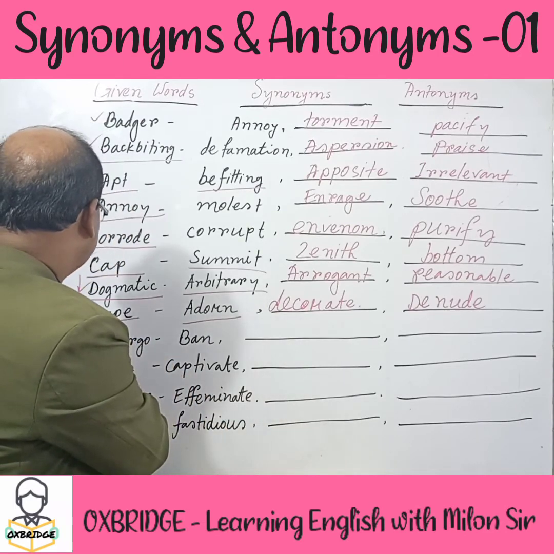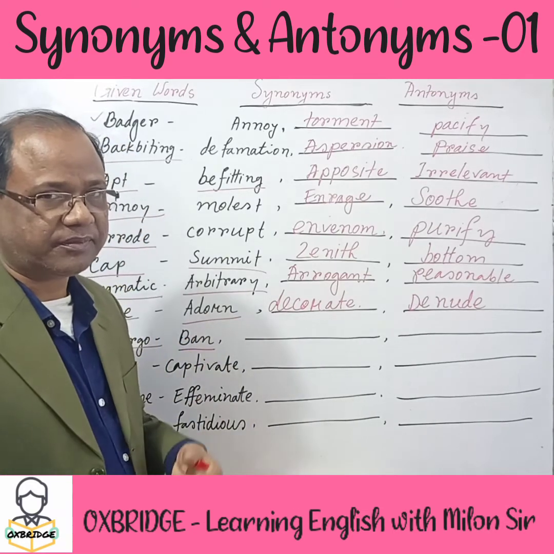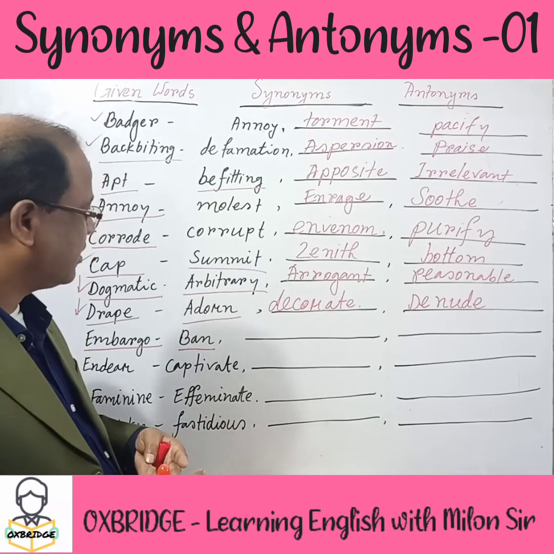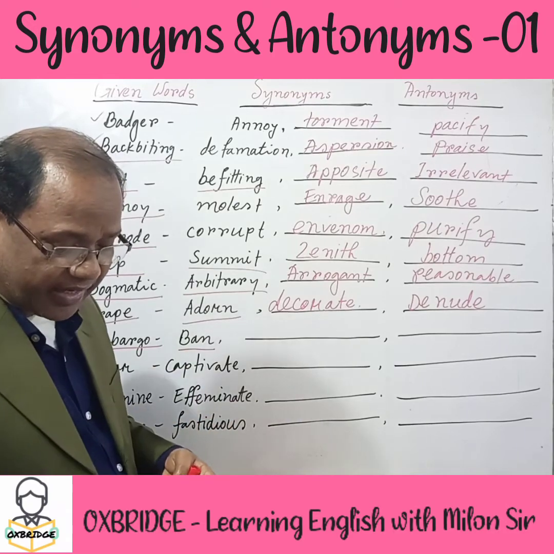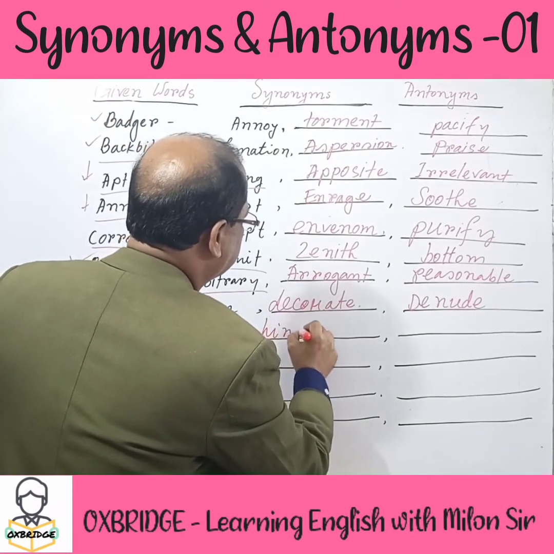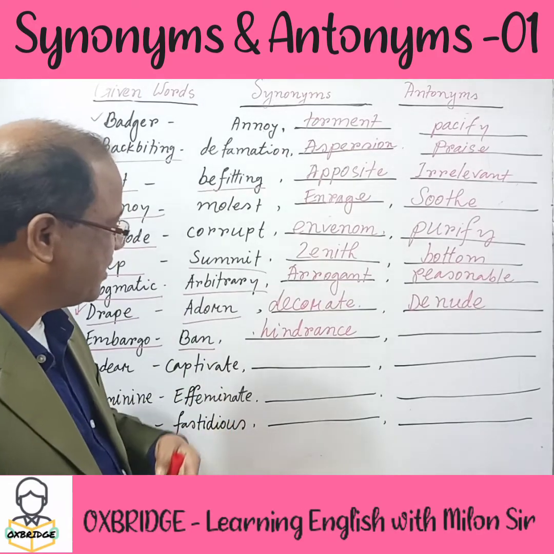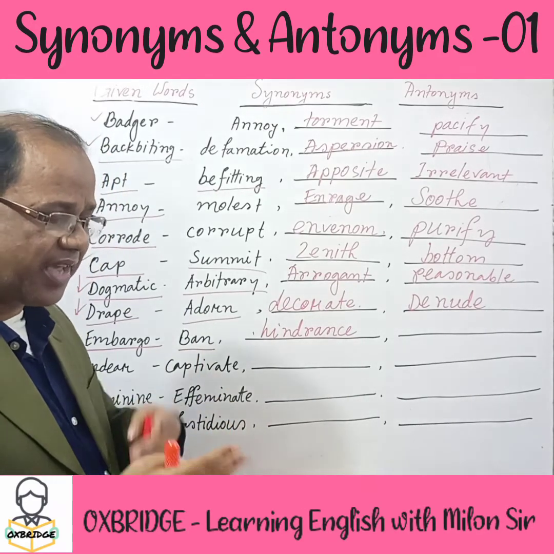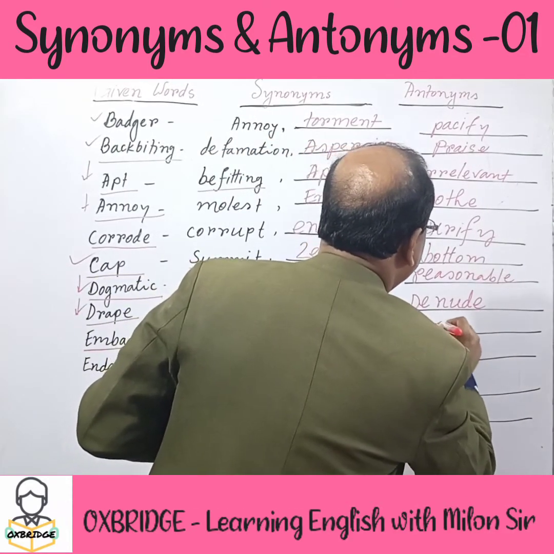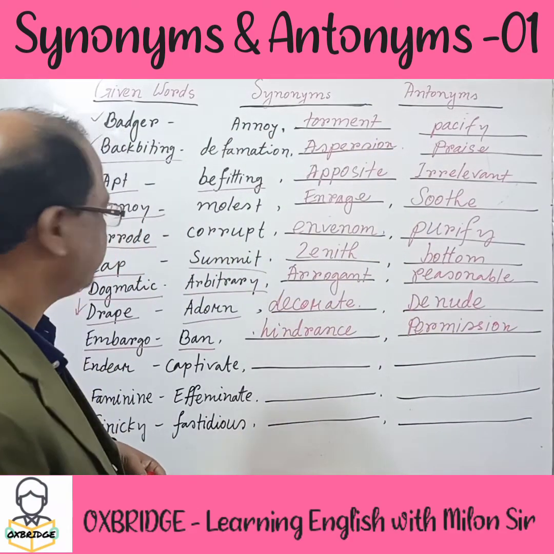The next one is embargo. Embargo means ban or barrier, obstruction, impediment. So embargo means ban or barrier. For another synonym we can write hindrance. So embargo, ban, hindrance are the same words because they have the same meaning, and the antonym can be permission.